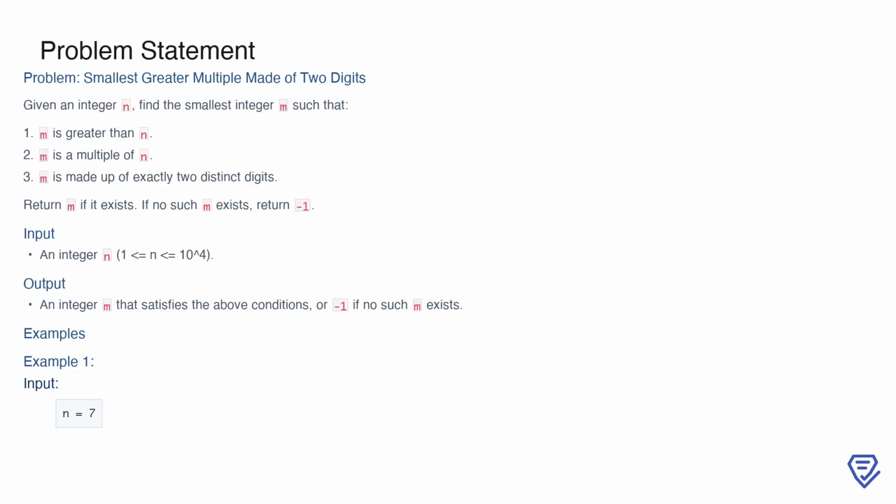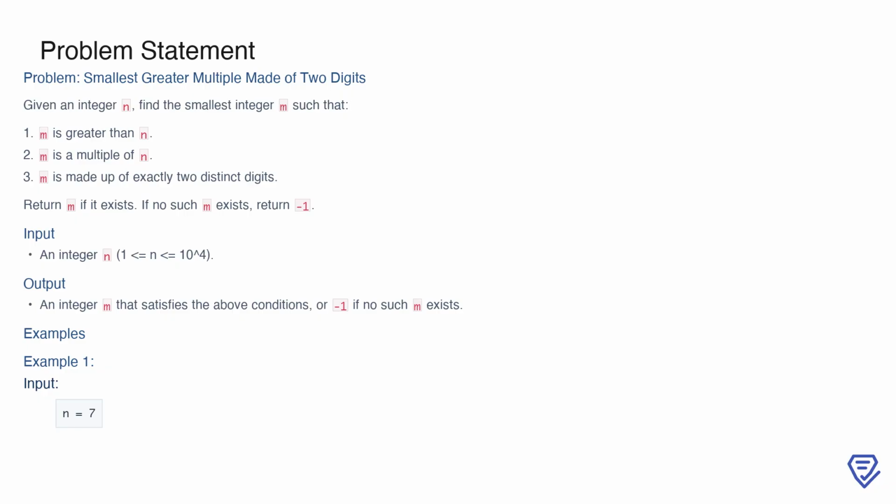It must be greater than n, it must be a multiple of n, and it must consist of exactly 2 distinct digits. If no such number exists, we return -1. For example, if n is 7, we need to check all multiples of 7 that are greater than 7 and ensure each candidate contains only 2 distinct digits.